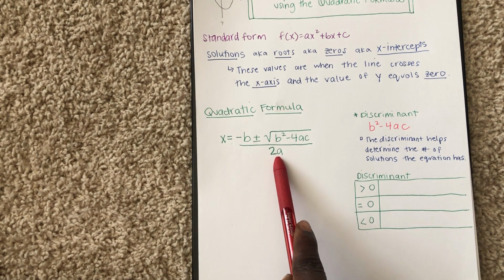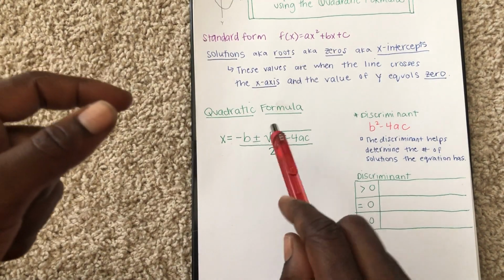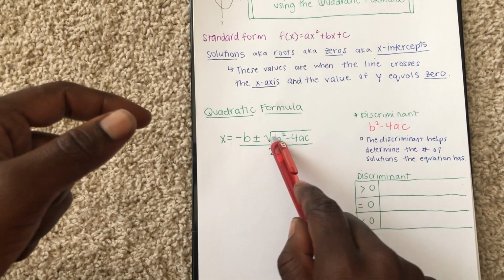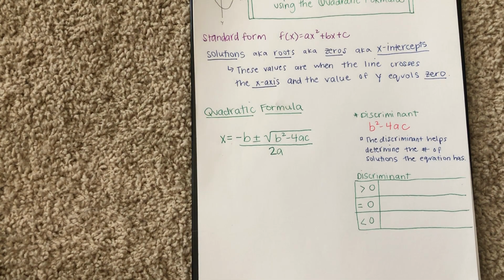Divided by 2a, okay? Now here's the cheesy, corny song. X equals negative b plus or minus the square root of b squared minus 4ac all over 2a.